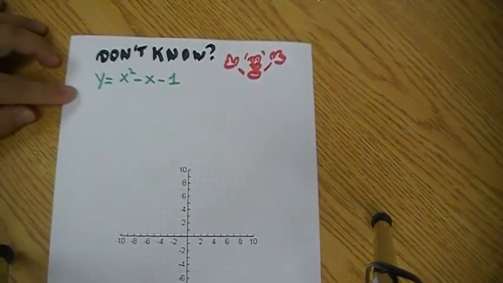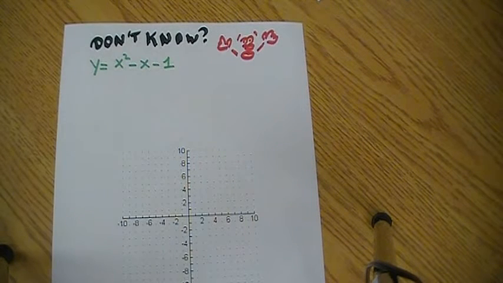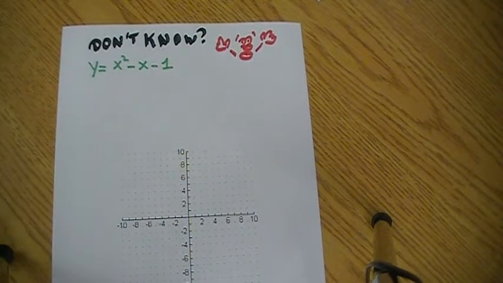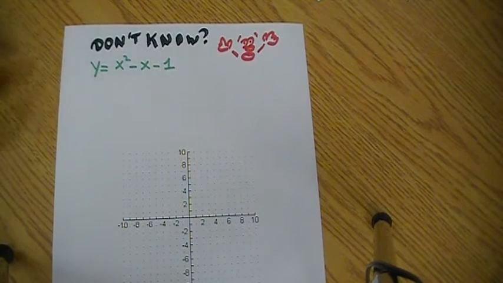But what would happen if you get to graph something like this? Something like x squared minus x minus 1. Now we will learn some ways of graphing it, but at this point in time you don't really know how to do it. So what you can do whenever it's something like this, and it will happen in the first chapter, you'll just do a table of values.